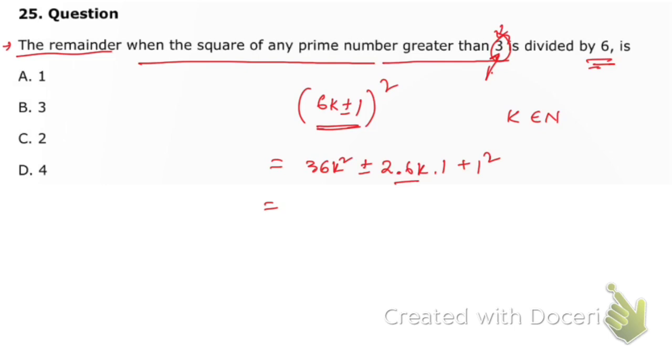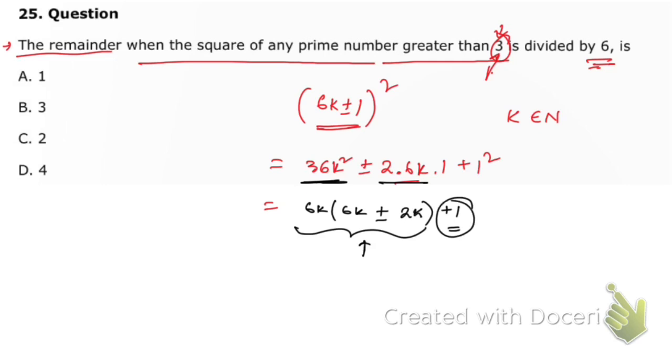From these two terms, you can take 6k common. Within the bracket you have 6k plus or minus 2, and plus 1. So this part is divisible by 6, then you have plus 1, which means the remainder must be 1. So A is the correct option.